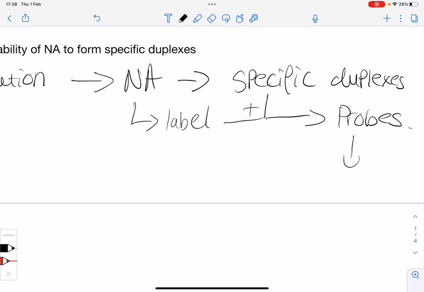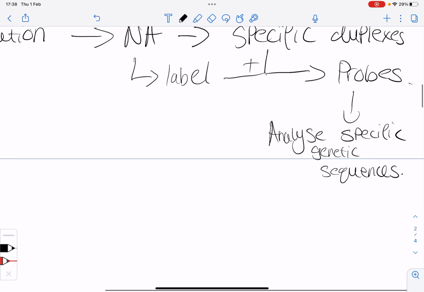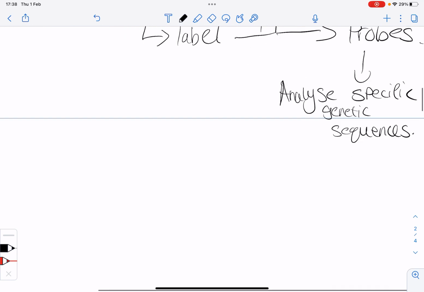To analyze specific genetic sequences, which is what we want. And again, this powerful method is foundational in molecular biology, to identify and study genetic material.